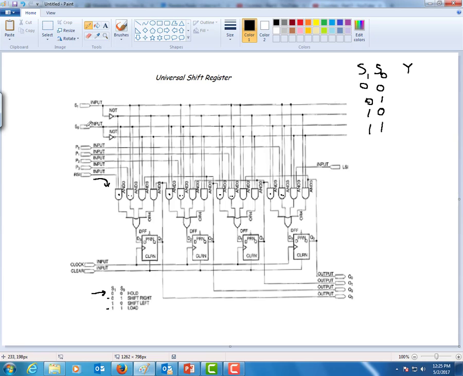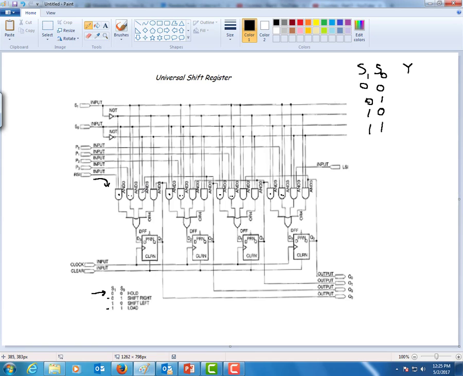So when both S0 and S1 are high, with one clock pulse, you're going to load each of these flip-flops based on the value at the inputs from this parallel interface, right? And then with the next clock pulse, those are all going to be shifted out, and you're going to have new values coming in, right? So there's your shift, there's your parallel.